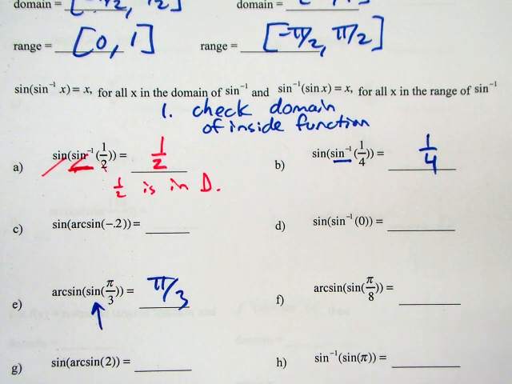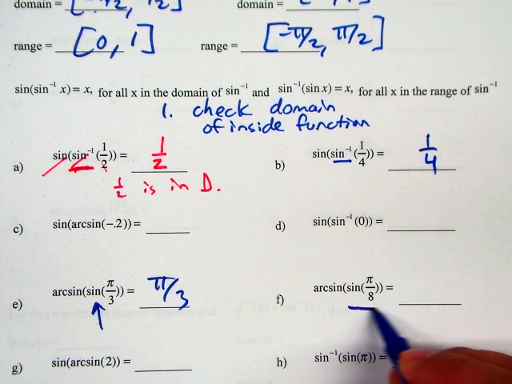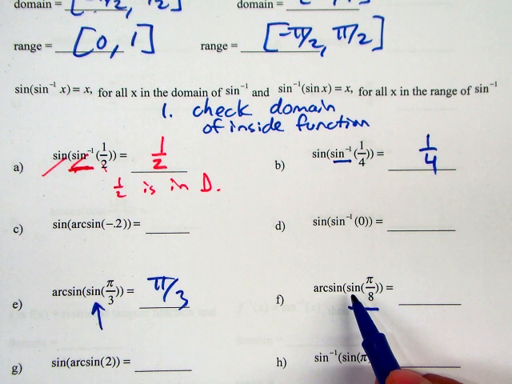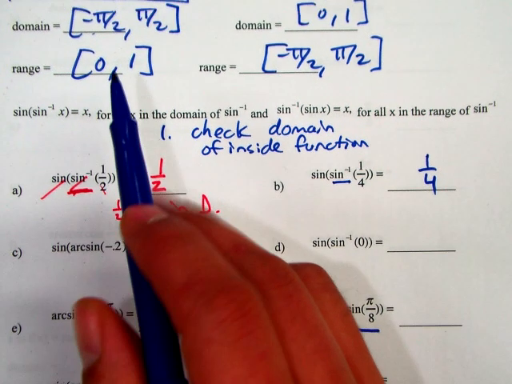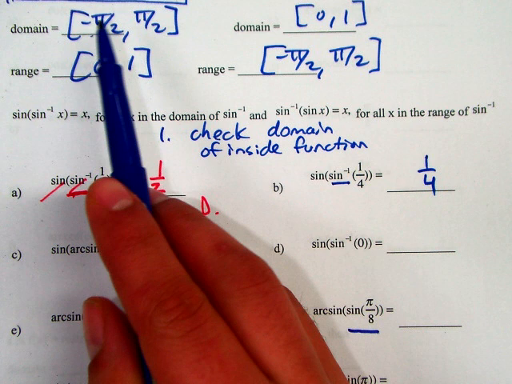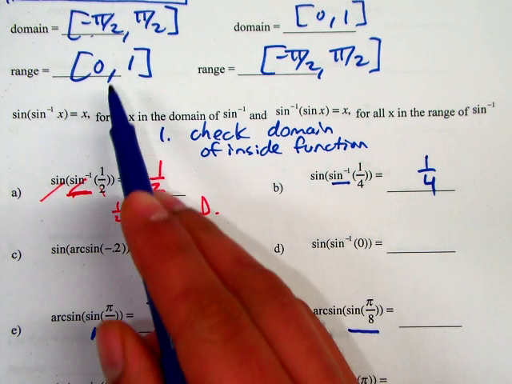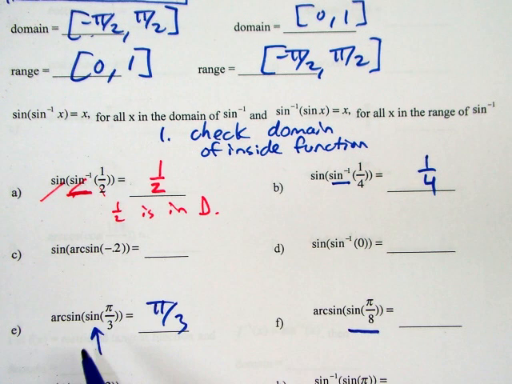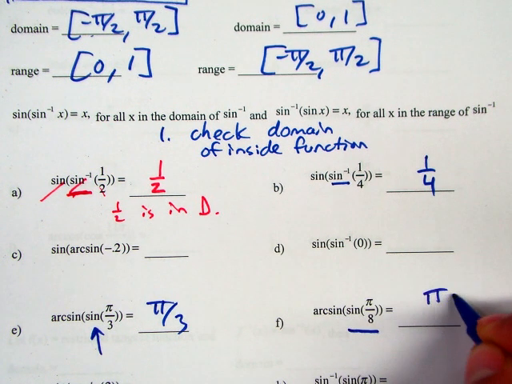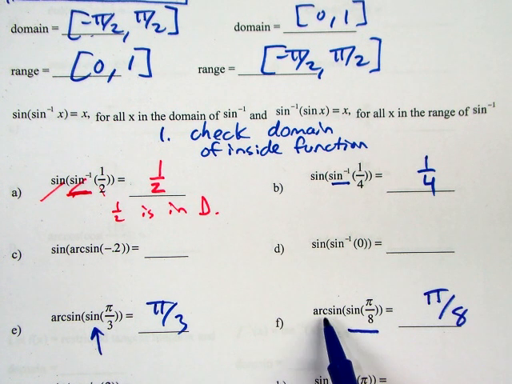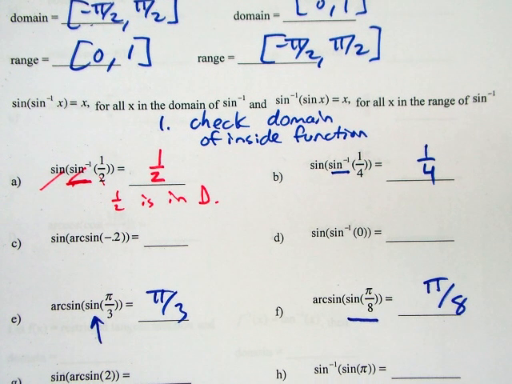Okay, let's do F. On the inside is sine, so we're going to think restricted sine. Again, the restricted domain is from negative pi over 2 to pi over 2. Is pi over 8 between these two values? It certainly is. So again, these undo each other, you get pi over 8. So everything's worked out the way we wanted it to so far.